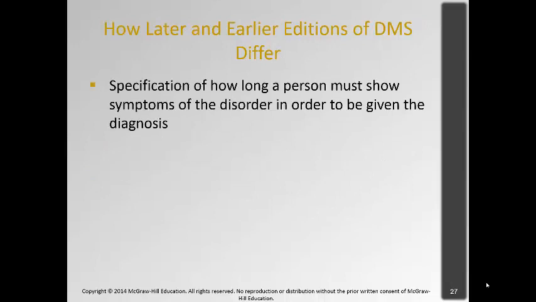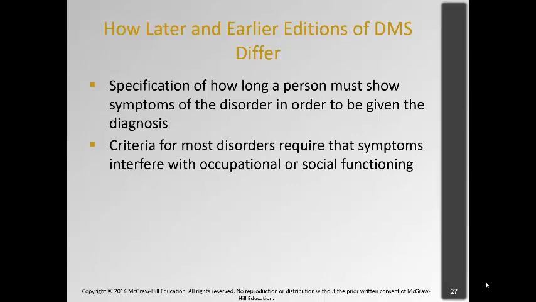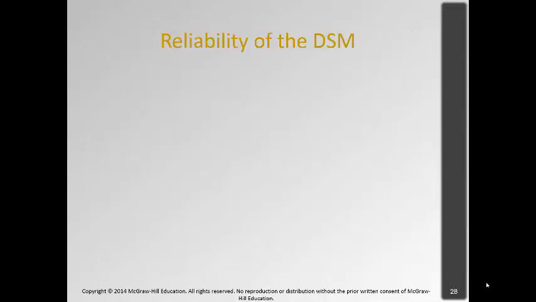So how did later and earlier editions of the DSM differ? Specification of how long a person must show symptoms of the disorder in order to be given a diagnosis. So, is 2 weeks enough, or should it be several months that a person exhibits these types of symptoms? The criteria for most disorders require that symptoms interfere with occupational or social functioning. So in the discussions, I saw that a lot of you talked about this, that it impairs people's ability to function in their daily lives.